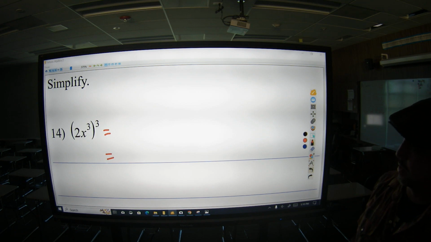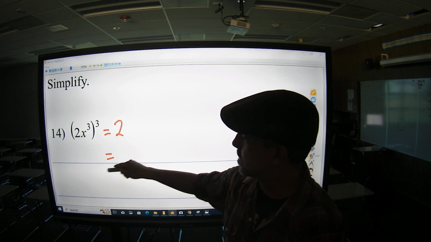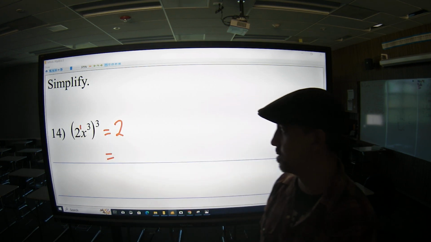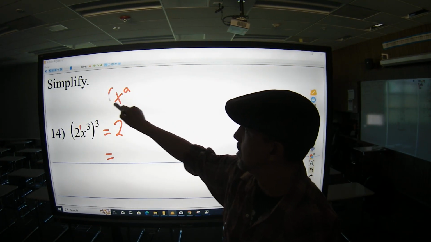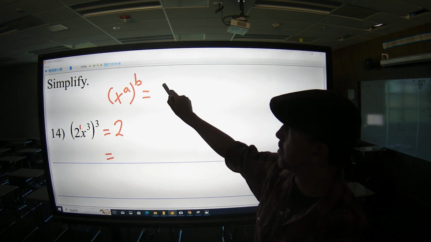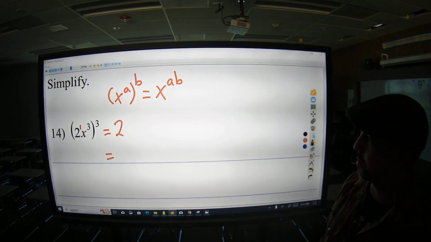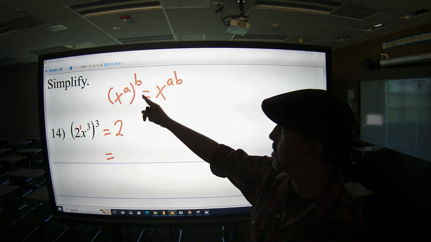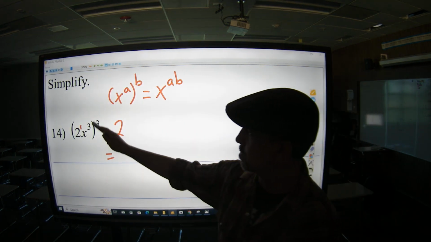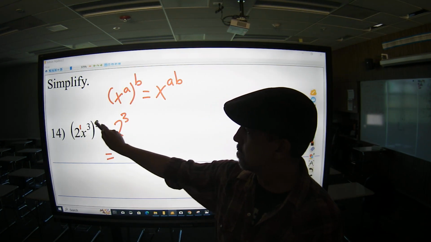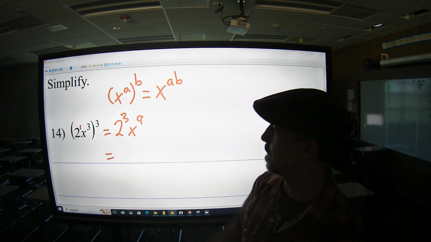So again, when we have this exponent that's outside of the parentheses, let's consider the fact that there's an invisible one, okay? So one of the rules that we're learning here is this idea that x to the a, to the power of b, is equal to x to the ab. And that applies to whatever number is inside also. We can multiply this value times all the exponents of everything inside the parentheses. So 3 times 1 makes 3. But 3 times 3 makes 9. So instead of raising x to the third power, we should raise x to the ninth power.